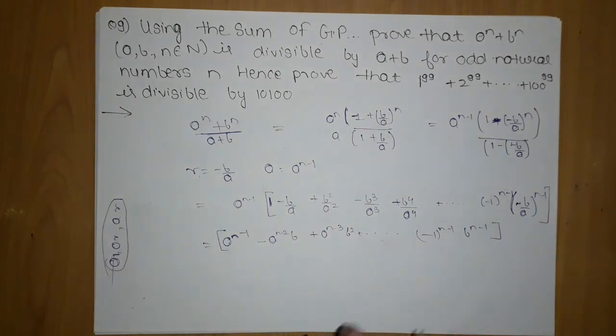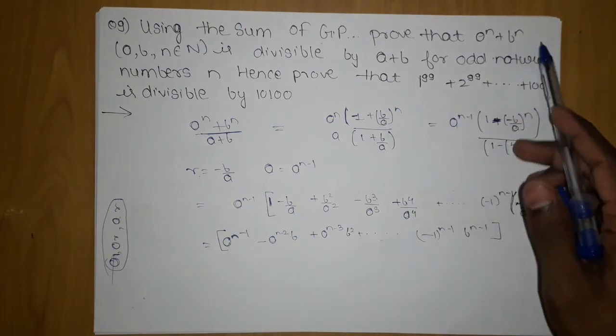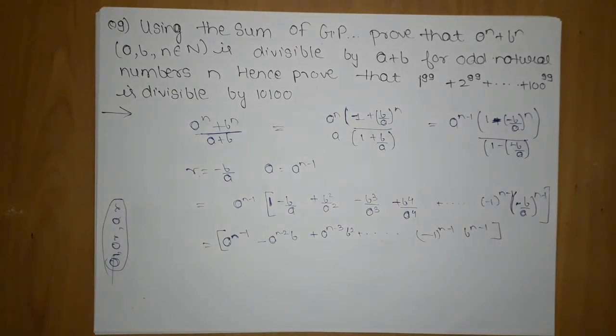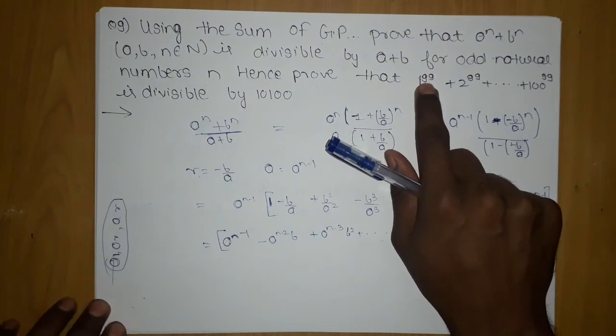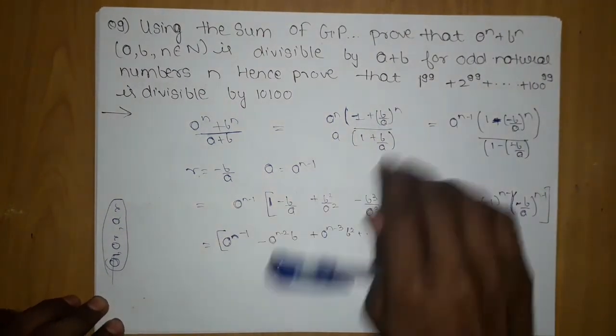So we have proved that the sum of the GP, that is a^n plus b^n, is divisible by a plus b. Now observe clearly, don't you see it is nothing but a power n plus b power n? It is nothing but a series. So we have proved that it is divisible.